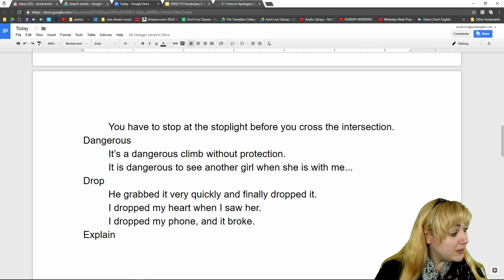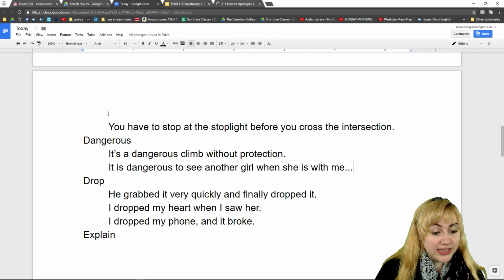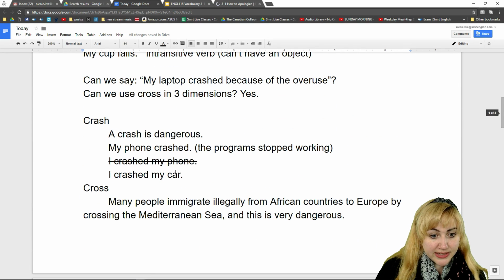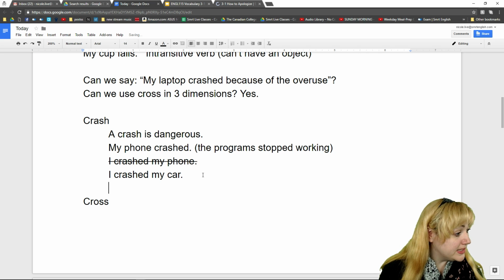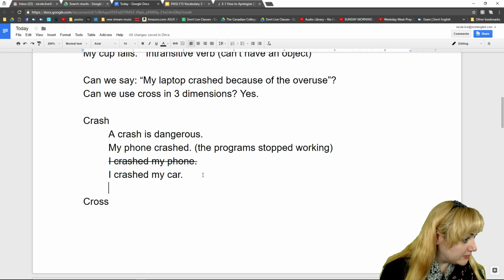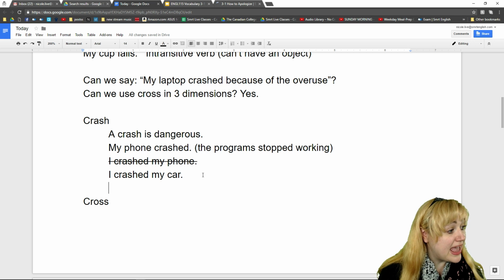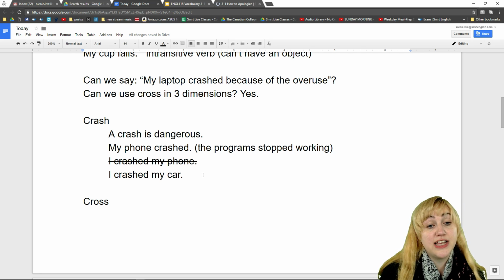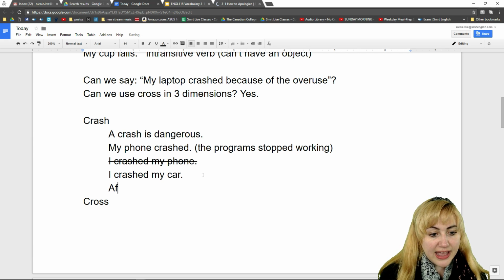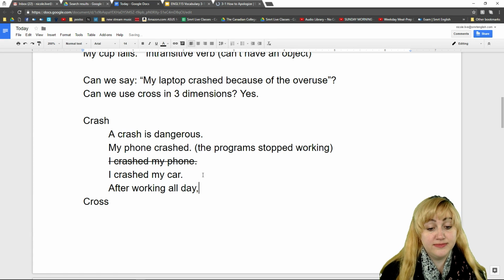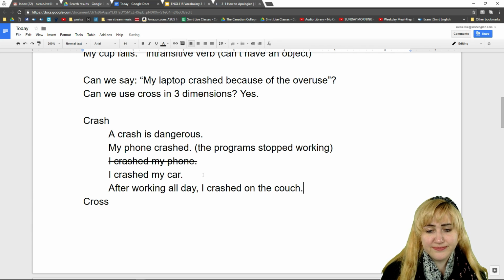And, oh, another meaning for crash from August. So let me put this here. August added that crash can also mean to go to sleep. So crash means having sleep after being very tired. So for example, after working all day, I crashed on the couch.